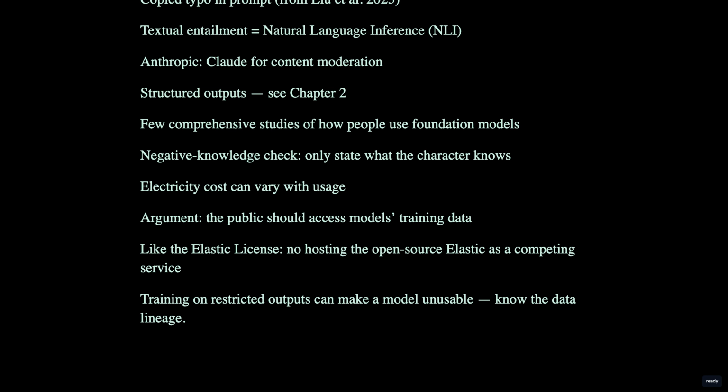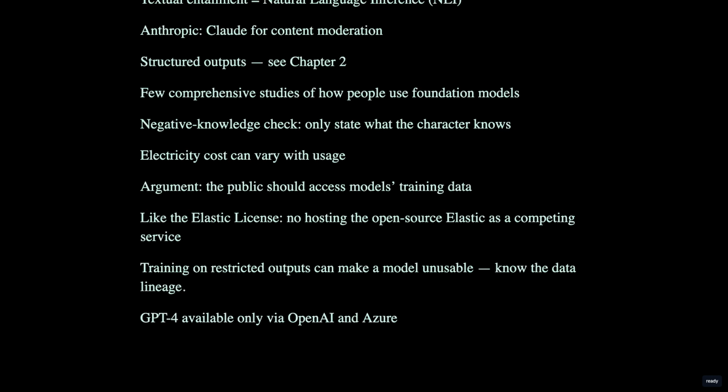If Model X was trained on ChatGPT outputs, but ChatGPT's terms forbid reuse, X would have violated those terms and thus could not be lawfully used. So provenance of training data is critical. At the time of writing, GPT-4 models can be accessed only through OpenAI or Microsoft's Azure service.